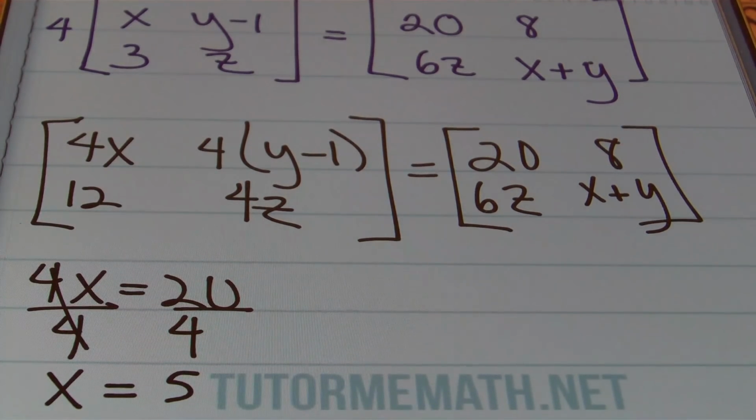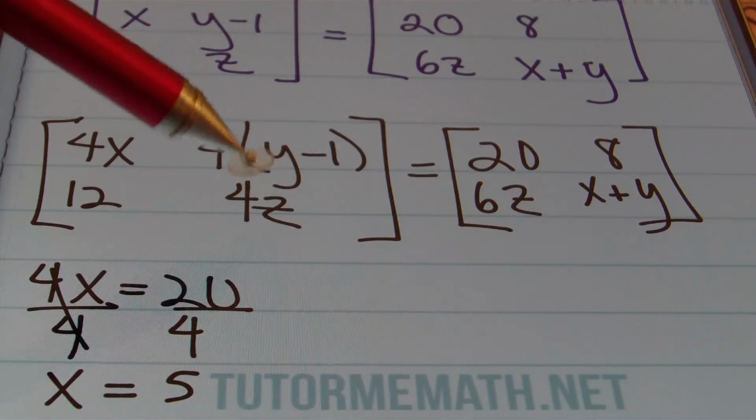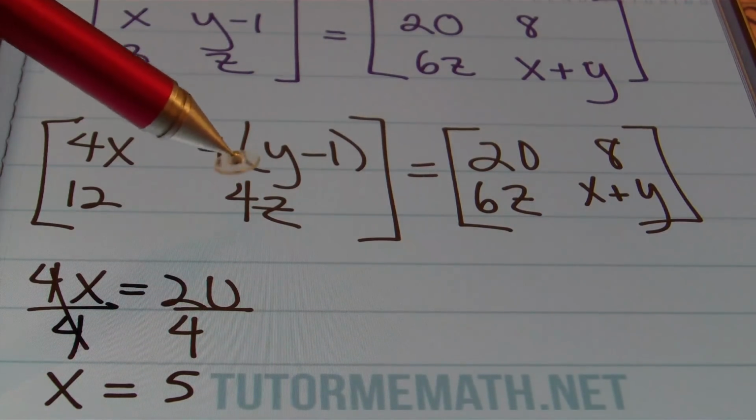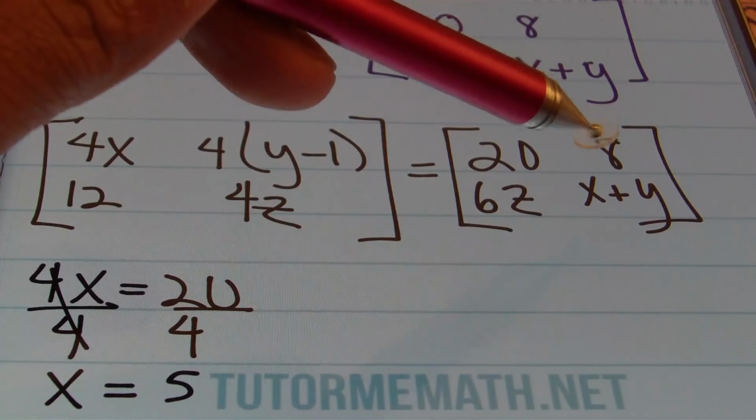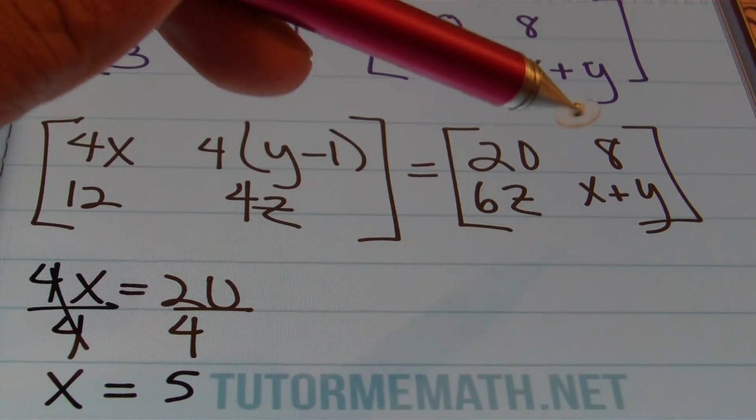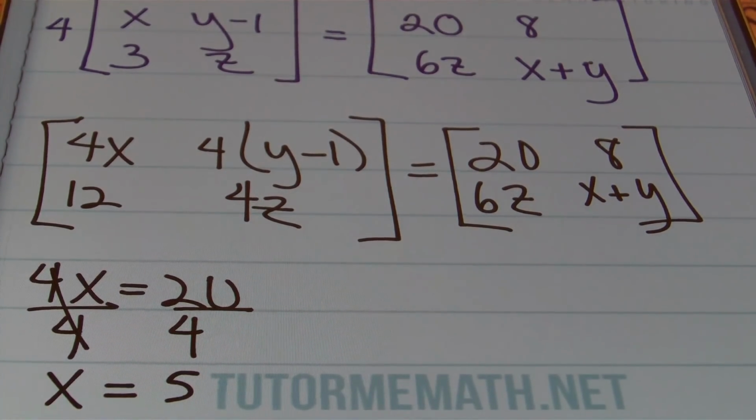Done. We just solved for x. Beautiful, right? Now I'm going to go ahead and solve for z. See, you'll find z over here. Yeah, you will. But notice that its corresponding element has 2 other variables. Why do that to yourself? Don't do that to yourself.